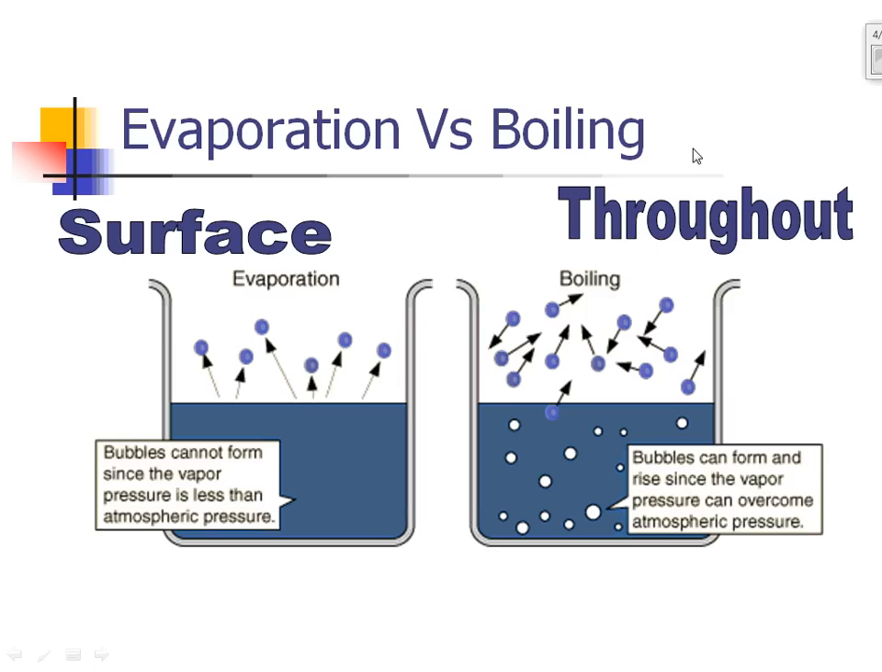Vapor pressure is less than atmospheric pressure. So the pressure that is right above the liquid. If we look in this picture, this right here, this is our vapor pressure. If this is less than the atmospheric pressure, it's not going to boil. This pressure here, though, is causing a lot more pressure on that liquid than the surrounding atmospheric pressure. So that's going to cause these bubbles in here to boil. So the biggest difference, evaporation is just at the surface, whereas boiling is throughout the whole thing.